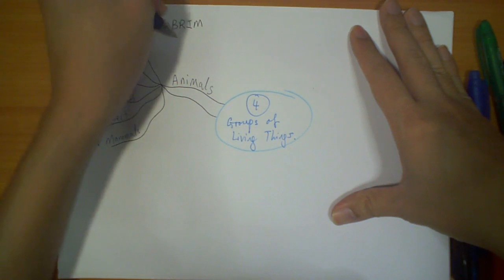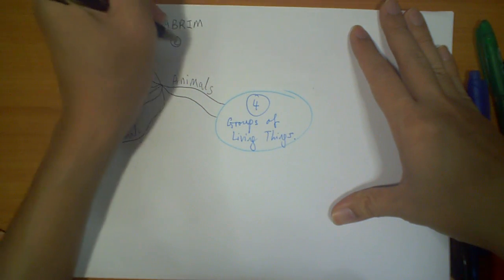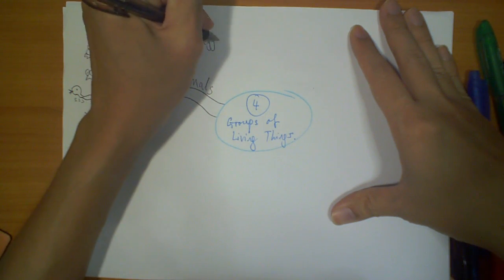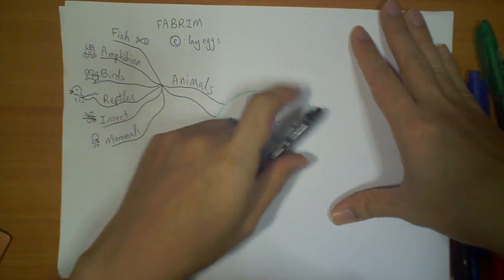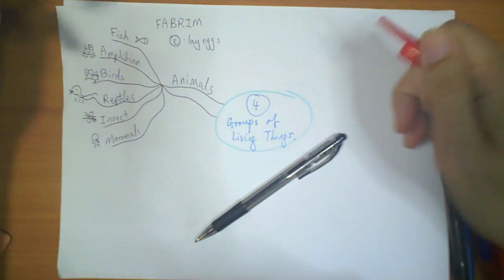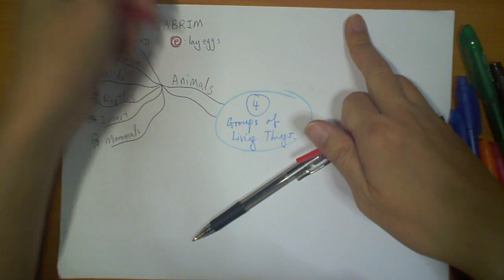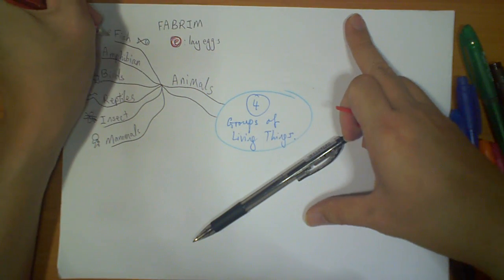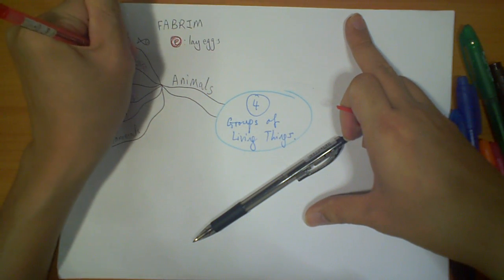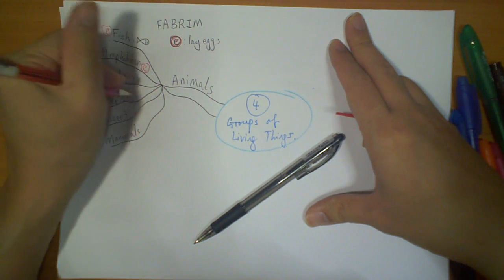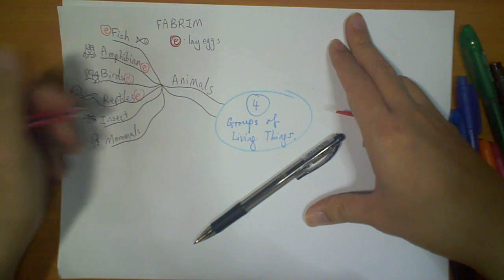Now, these are the 6 subgroups of animals. Now, I will make a symbol here called E. E stands for lay eggs. Now, not all animals lay eggs. So I'm going to put a symbol here on the groups of animals that lay eggs. If I put this symbol here, that means usually the animal lays eggs. Amphibians, fish, birds, these all lay eggs. Reptiles also lay eggs. Insects.